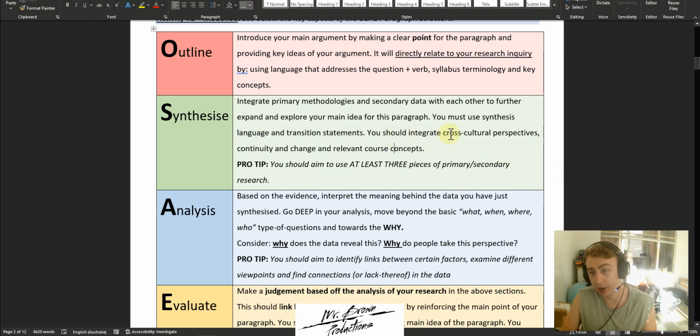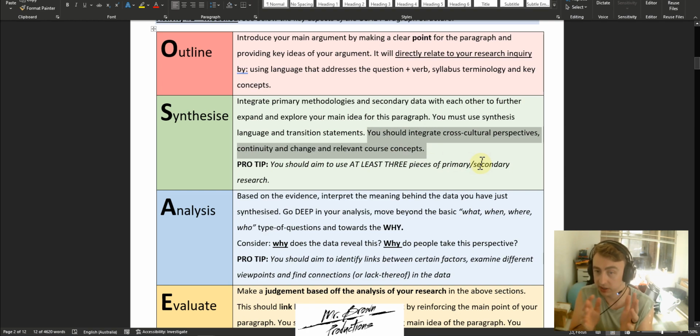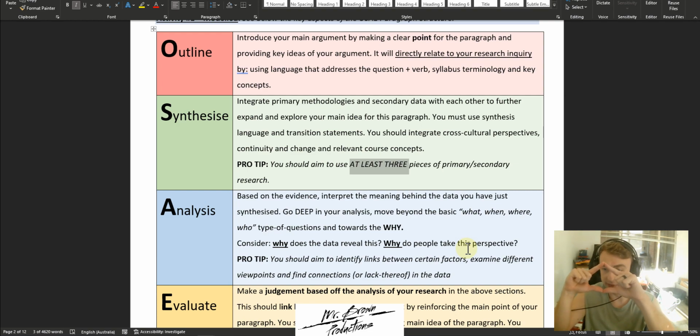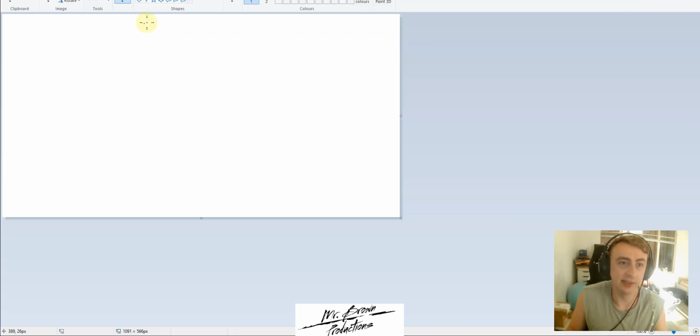You should also integrate your cross-cultural perspectives and your change over time and relevant course concepts. So here, this is where you'll be looking at those components of change over time and your cultural difference as well, okay? And I think the last thing with synthesizing, if we're looking at a pro tip, is that we want to aim for at least 3 pieces of information of primary, secondary research combined, okay? That's what we call the triangulation of research, okay? So the idea in the triangle, if I draw a really poor triangle, hold on. This would be much easier if I had a board, but here's our triangle.